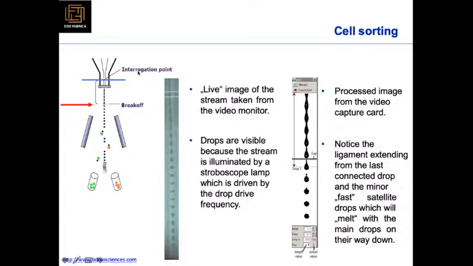So this, on the left side, is the interrogation point. Here you can see first a direct droplet of your FACS analysis. Then the droplet starts to form, and your sorting starts later on when the discharge tubes are present. This is a live image of the stream taken from the video monitor. Drops are visible because the stream is illuminated by the stroboscope lamp, which is driven by the drop drive frequency.